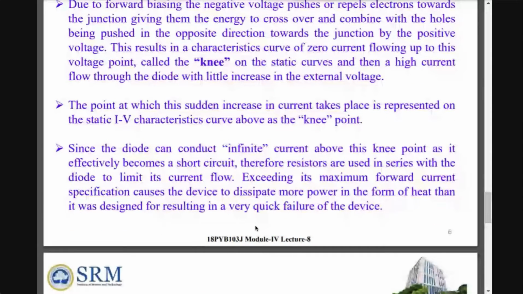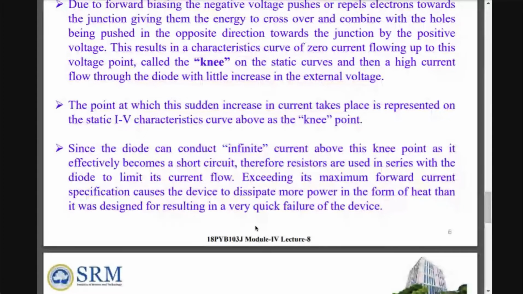So what happens due to this? The sudden increase of current can cause damage to the devices. That is the reason the diode is always connected in series with a resistor. The resistors control the flow of current. Therefore resistors are used in series with the diode to limit the current flow, because if it exceeds a certain value it will definitely cause damage. It causes the device to dissipate more power in the form of heat, and when heat is produced, the device gets damaged.